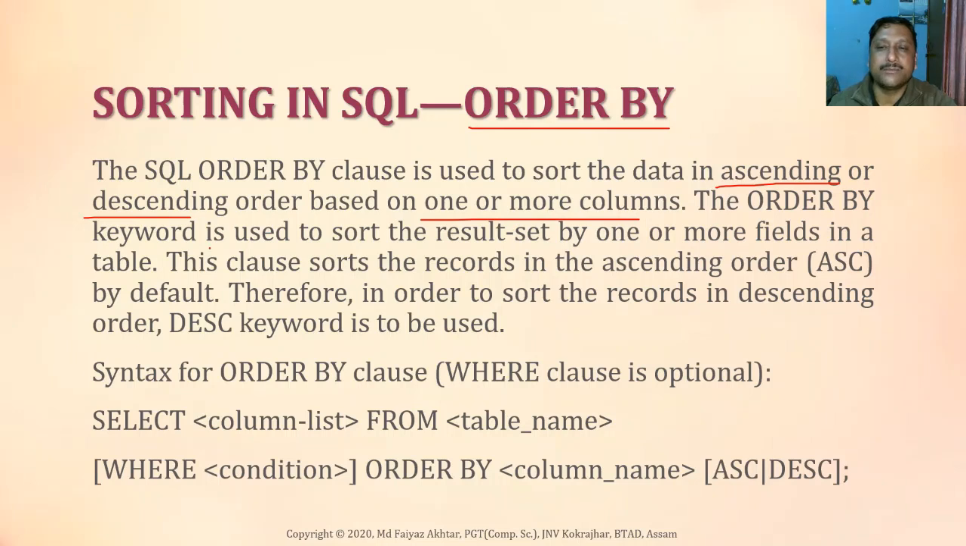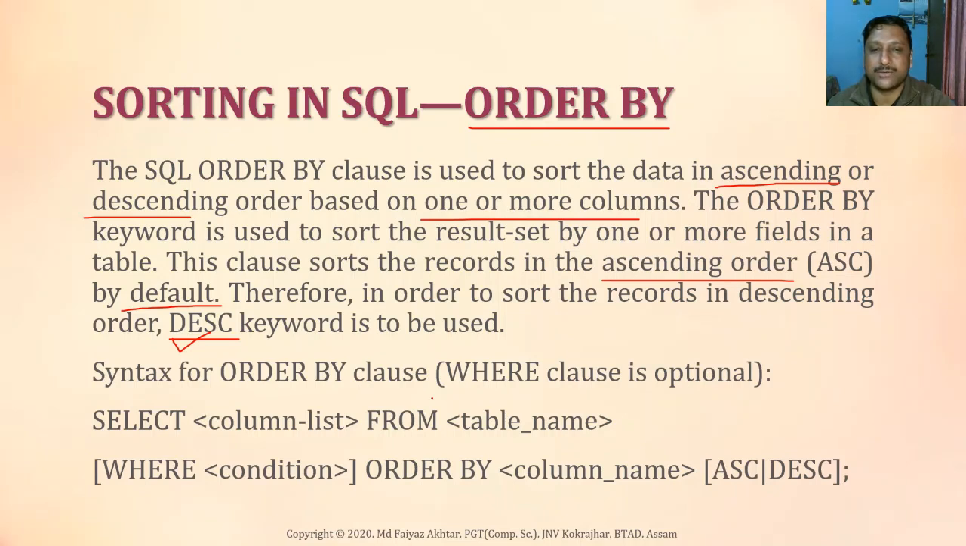The order by keyword is used to sort the result set by one or more fields in a table. This clause sorts the records in ascending order by default. If you don't give any order, then it will automatically sort in ascending order. Therefore, in order to sort records in descending order, the DESC keyword is to be used. If you want to sort the records in descending order, then you have to use this keyword.